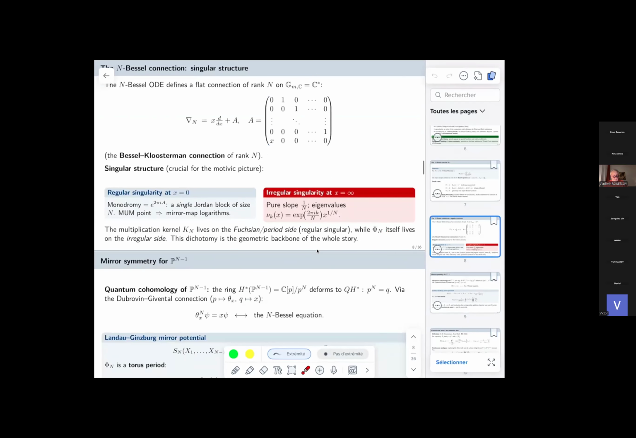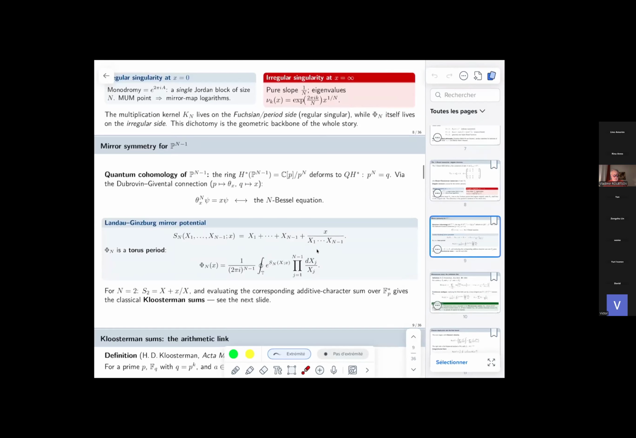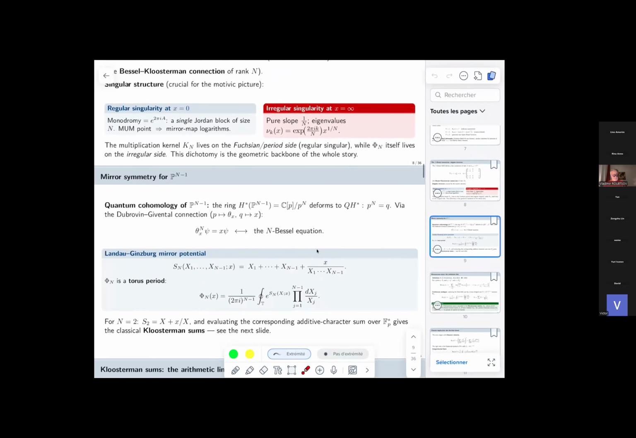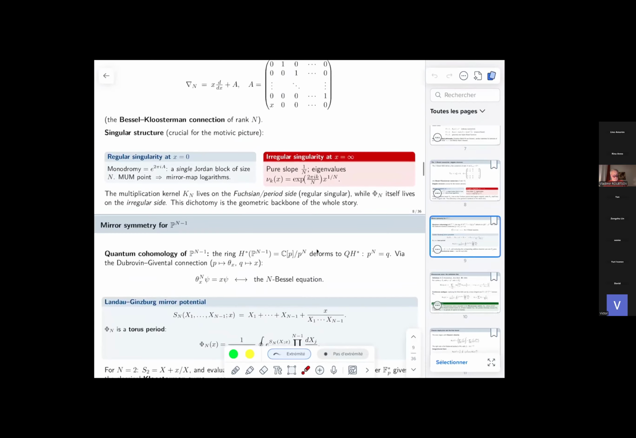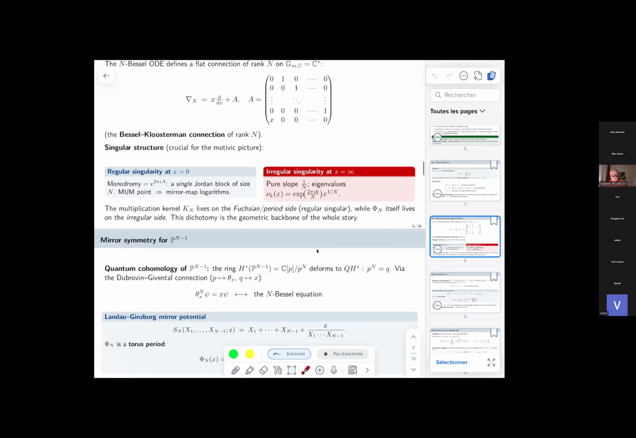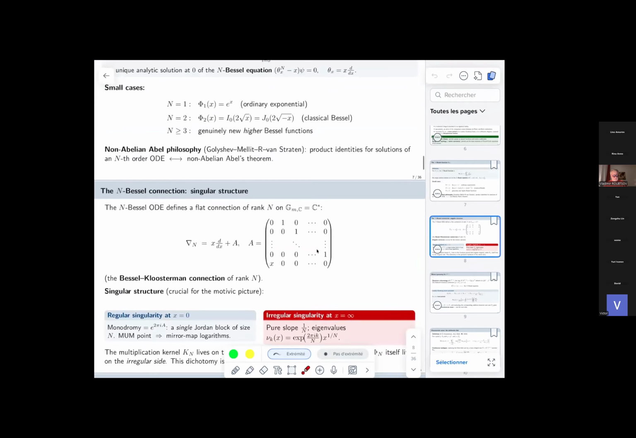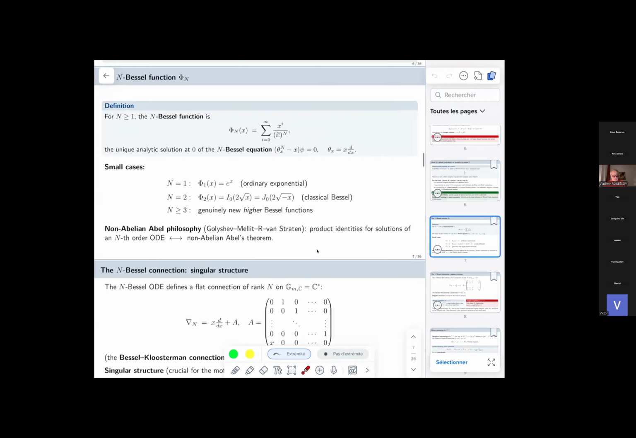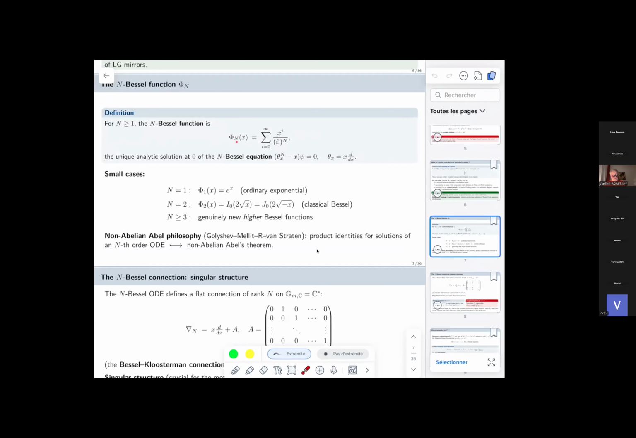And now, Volodya, I do not understand. You say multiplication kernel. Does it mean that it exists? Because so far you just explained it for n equal 2. I do not understand. For any n, there exists a multiplication kernel for solutions to this n-Bessel ODE. Yes, you have for this psi, phi n, the same type of formula.